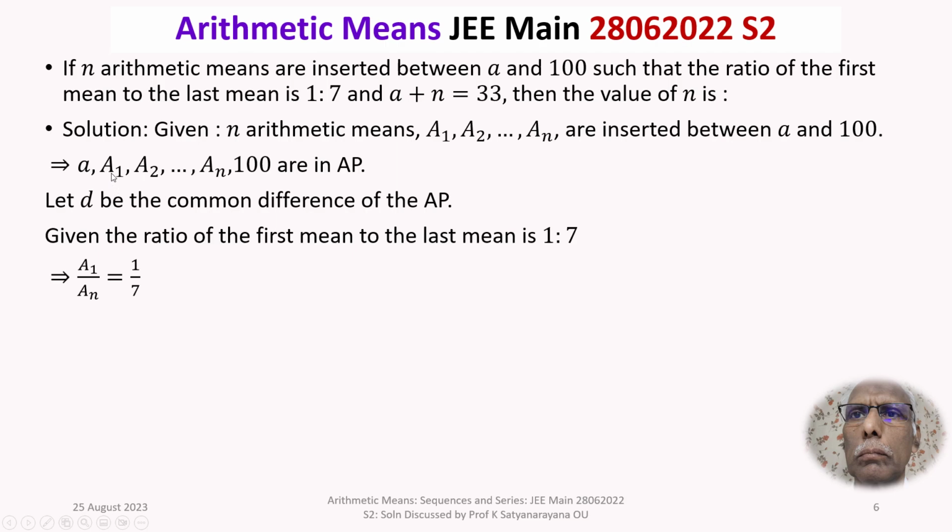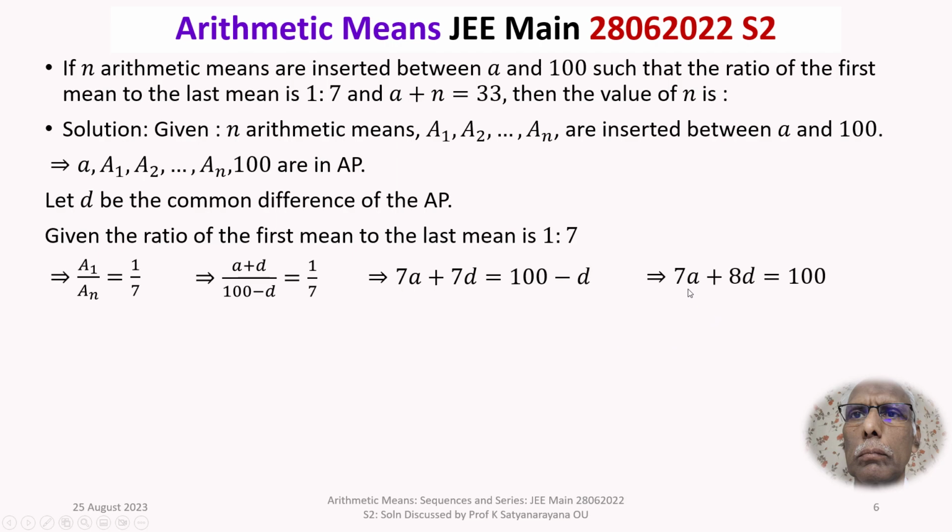How do we write A1? A1 is the second term. For the first term a, add the common difference. a plus d is A1. How do we get An? From 100, subtract d, you will get An. So this implies A1 is a plus d, An is 100 minus d, and the ratio is equal to 1/7. Cross multiplying and simplifying, we'll get 7a plus 8d is equal to 100.